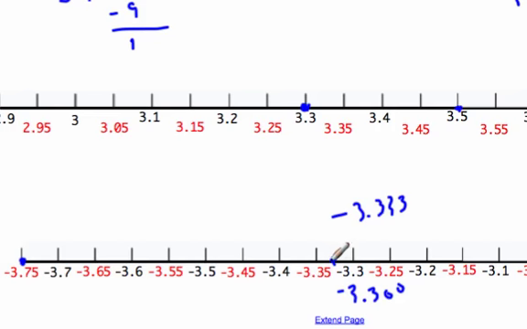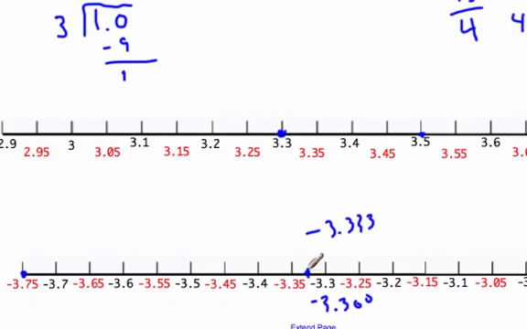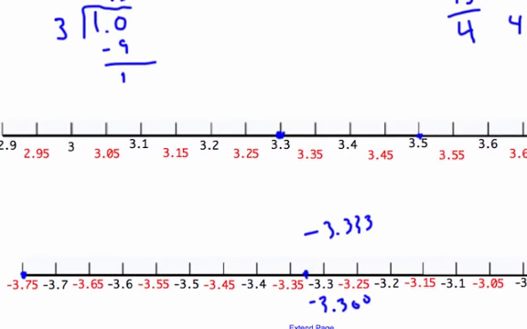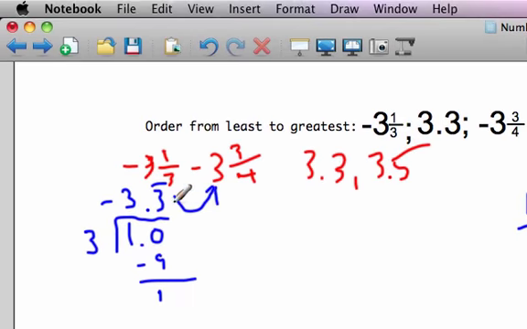But as you can tell, negative 3 1/3 is actually greater than negative 3 3/4. So to really put these in the proper order, we'd have to switch these two numbers around.